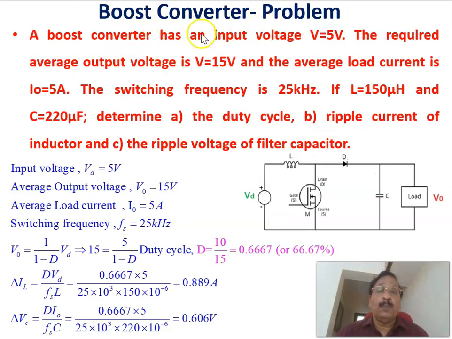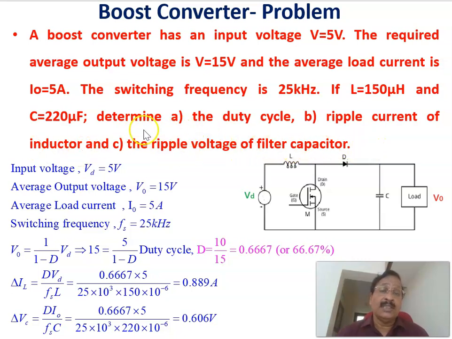Now let us see a problem based on the boost converter. A boost converter has an input voltage of 5 volts, the required average output voltage is 15 volts, the average load current is 5 amperes, the switching frequency is 25 kilohertz, the inductance L equals 150 microhenry and C equals 220 microfarad. Determine the duty cycle, the ripple current of the inductor delta IL, and the ripple voltage of the capacitor delta Vc.